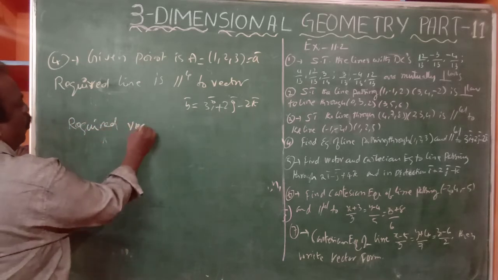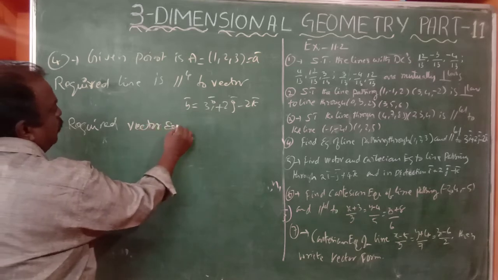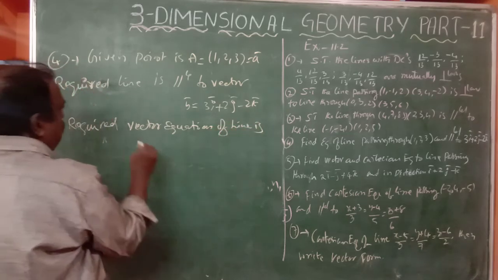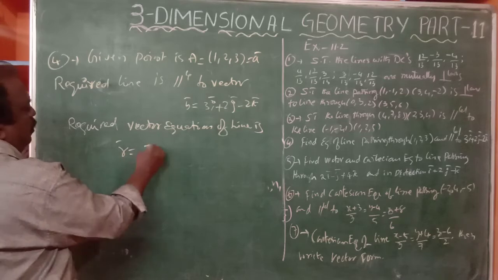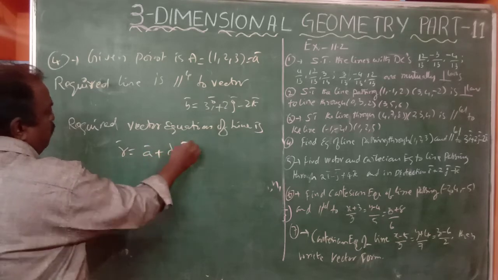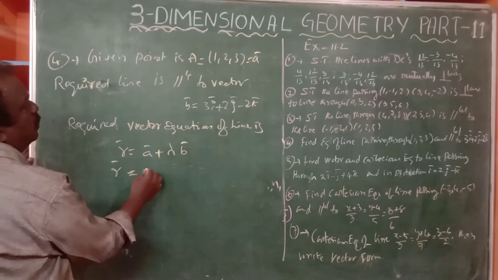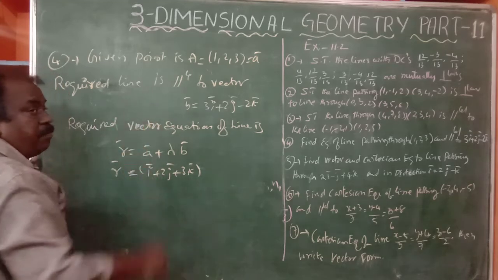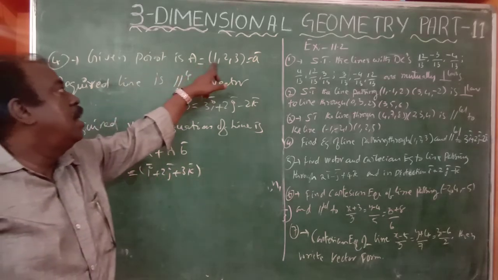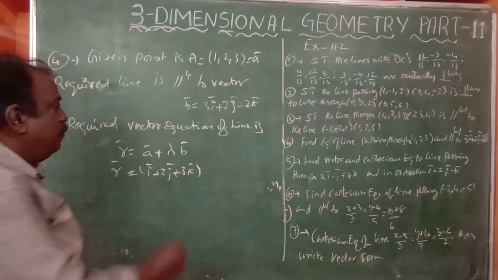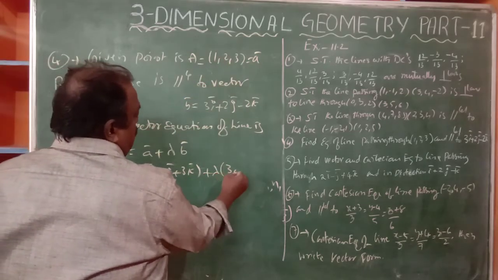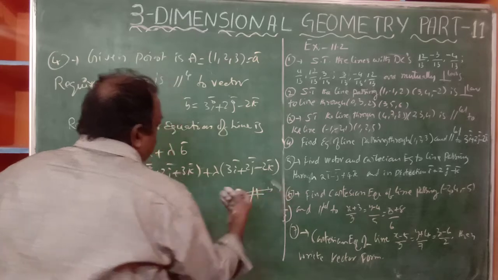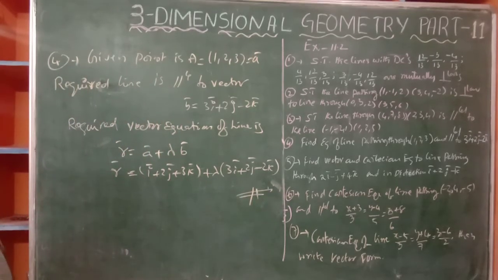The required vector equation of the line is R bar is equal to A bar plus lambda B bar. What is A bar? i plus 2j plus 3k. We are given only point coordinates, 1, 2, 3 means 1i plus 2j plus 3k. Plus lambda times B bar, which is 3i plus 2j minus 2k. This is the vector equation of the line.